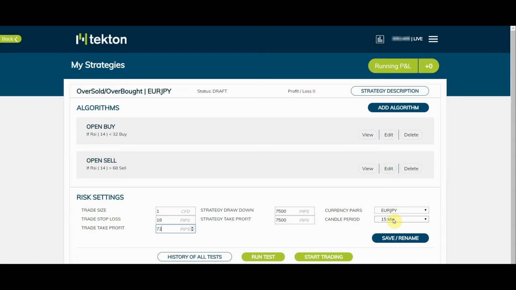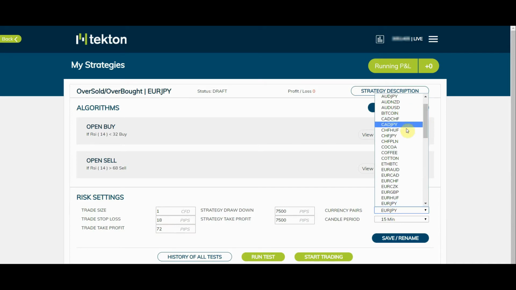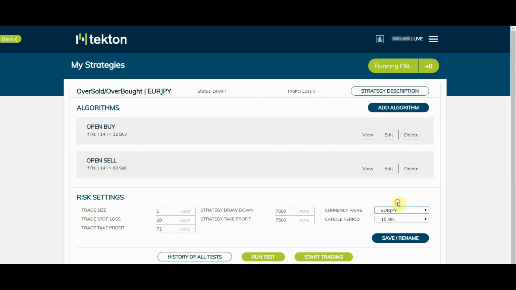But once you've back tested your strategy and your algorithm, edit it, change it to any one of the whole list of instruments you've got, so you can then edit it again, because Tekton keeps you a history of all your tests. So you can go back and look through all of the history of the tests that you've done on that algorithm to see which one works for you.